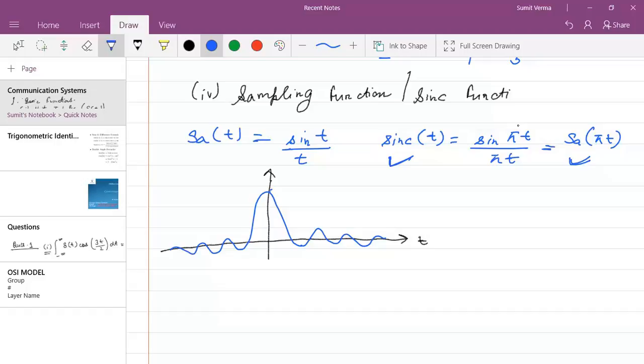If I want to define where this is cutting the zero points, we have to find where sin t equals 0. When sin t becomes 0, t should be plus or minus n pi. n should not be 0, because at 0 we are using the limit to find the value. So these values will become pi, 2 pi, 3 pi, these kind of values.